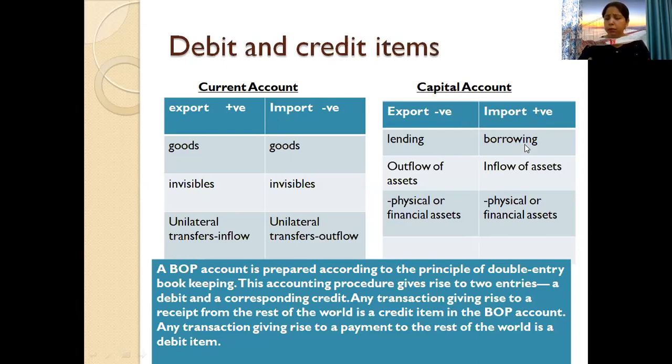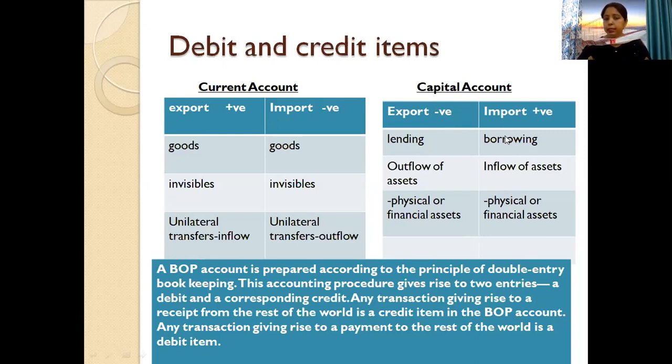When we borrow something, yes, it's a future burden on the economy. But when we borrow, the foreign exchange enters our country. Right? It's the inflow. So that is why I have taken positive. And when we are lending, we are giving some loan to some other countries. So foreign exchange is going out. That is why I have taken negative. I think it is clear to all of you.